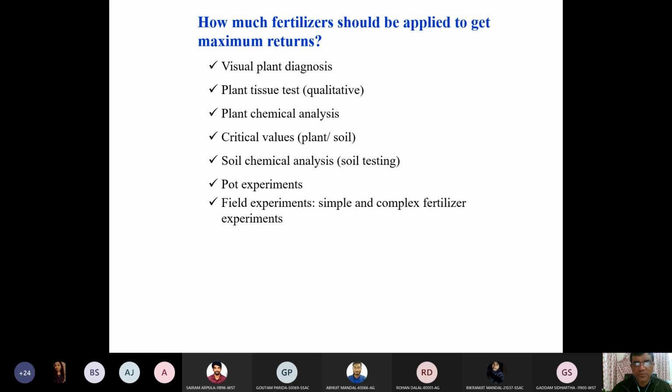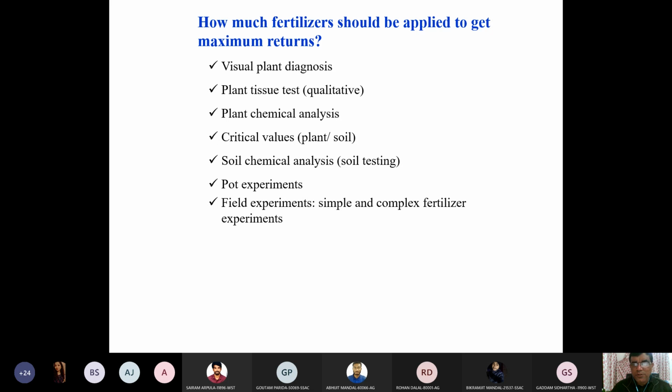Then comes the critical values. Now we know how much nutrient content is there based upon plant chemical analysis. So people can determine the critical values, that is, what should be the critical values where a farmer or a person should apply the nutrient. So it will tell us the time of nutrient application. But these critical values will again not tell us what should be the quantity of the fertilizer. Critical values we will discuss in detail later.